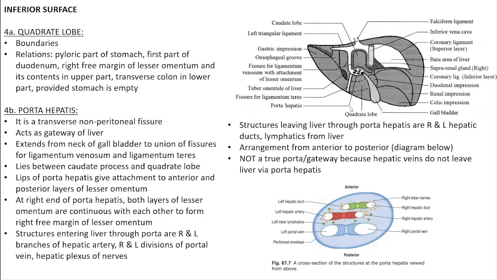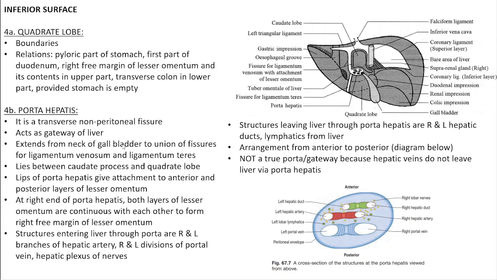Okay. Now, where does the porta hepatis lie? It lies between the caudate process of the caudate lobe of the liver and the upper part of the quadrate lobe. They are lying above and below. On the left side, there is the union of the fissure for ligamentum venosum and the upper end of the fissure for ligamentum teres. And on the right side, there is the uppermost part of the cystic fossa.